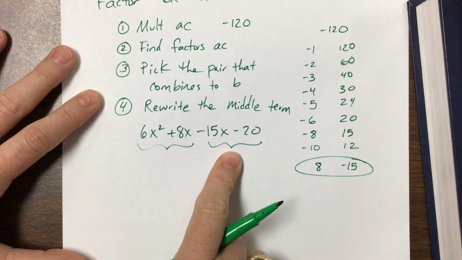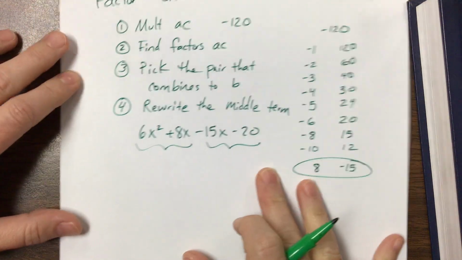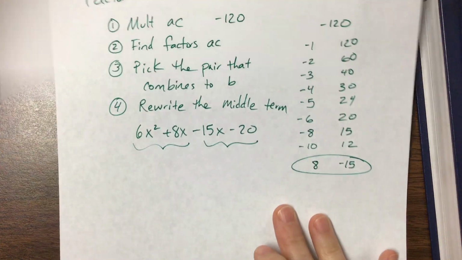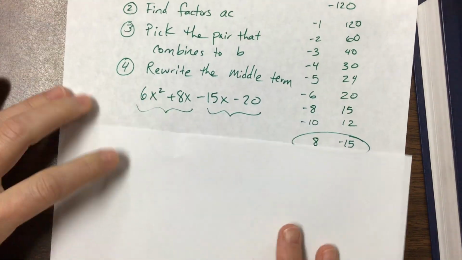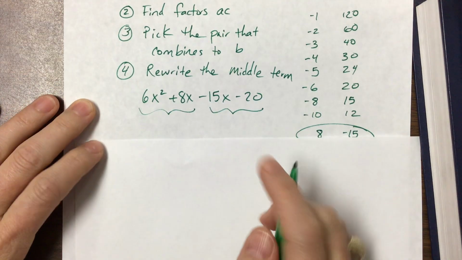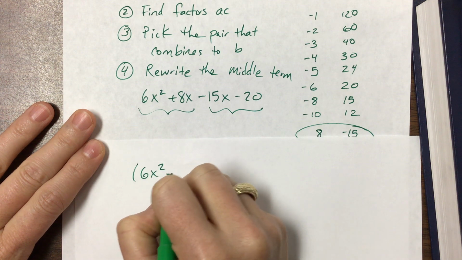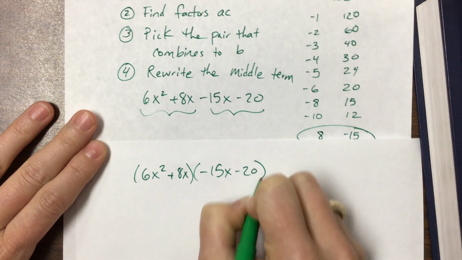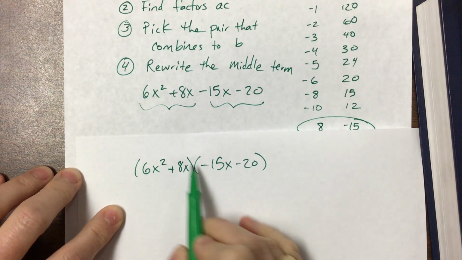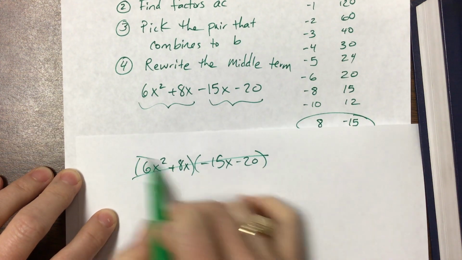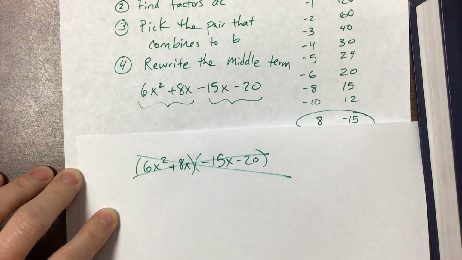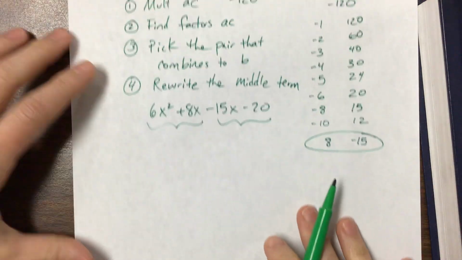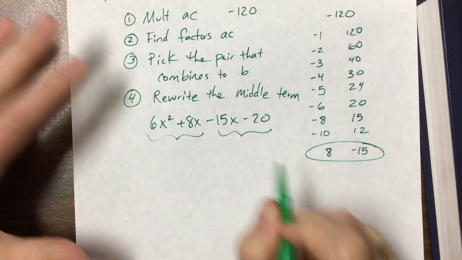Let me tell you, I have seen kids who will take this, and instead of doing the little curly brackets underneath, they'll say, okay, well, 6x squared plus 8x times negative 15x minus 20. Well, no. This is saying that you've got these things multiplied by that. That is not equivalent to what came before. So don't do that. You can use either no notation or that sort of notation.